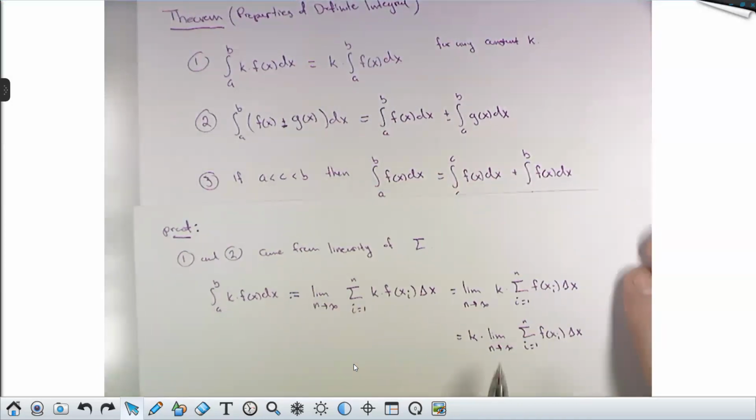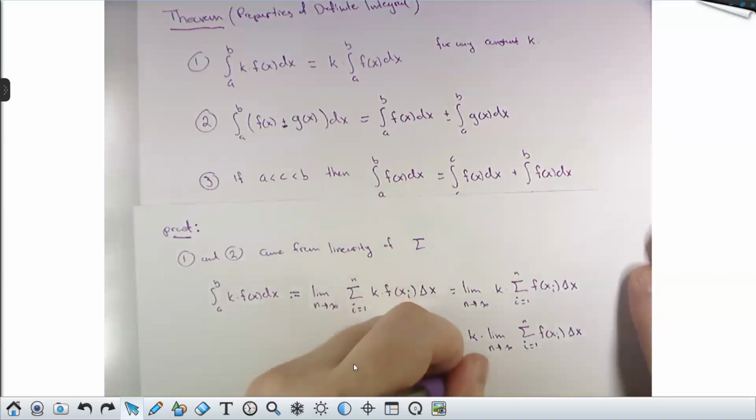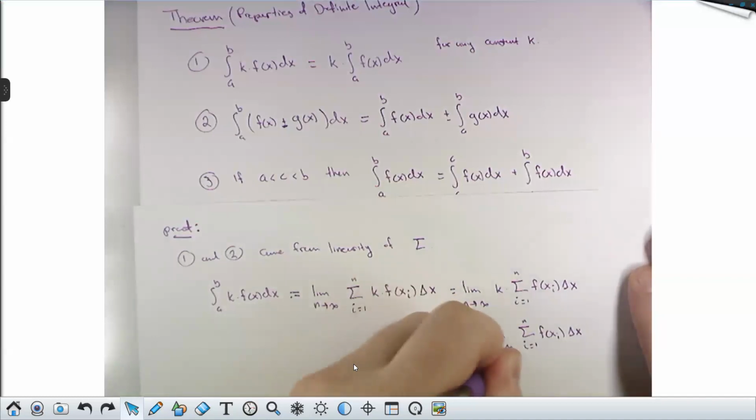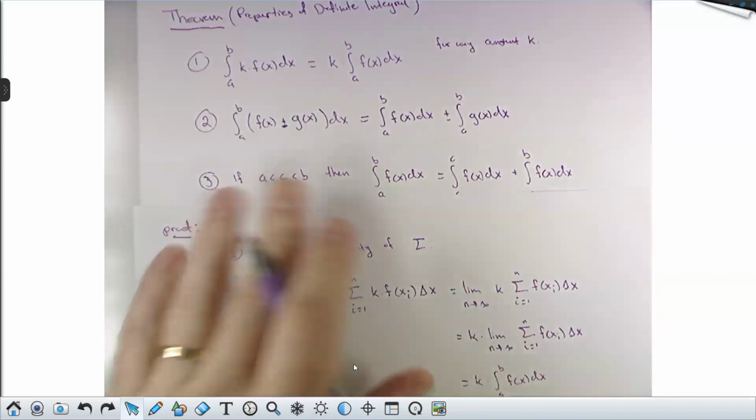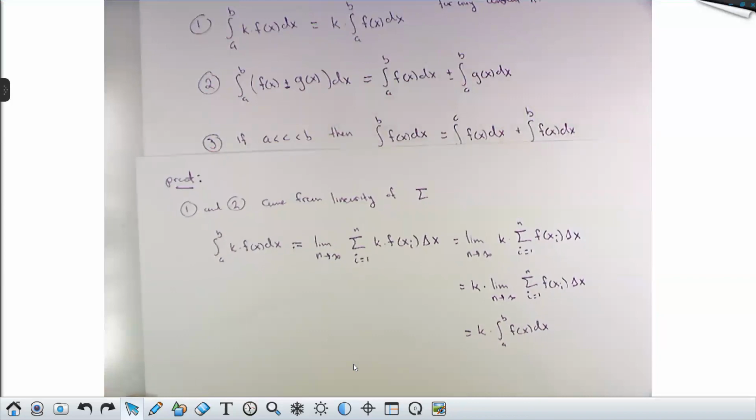And then what you realize is that the object right here is the integral from a to b of plain old f of x dx. So this is the proof of the first item. Very straightforward. Follows immediately from the definition and the linearity of the sum. Right here to right here is where I'm using the property that this constant can pop out of the sum. And then once it pops out of the sum, it can pop out of the limit. Remember, that's another rule we have, that constants pop out of limits, just like they pop out of sums and derivatives. Once you pop the k all the way out, what's left here is the definition of this integral.